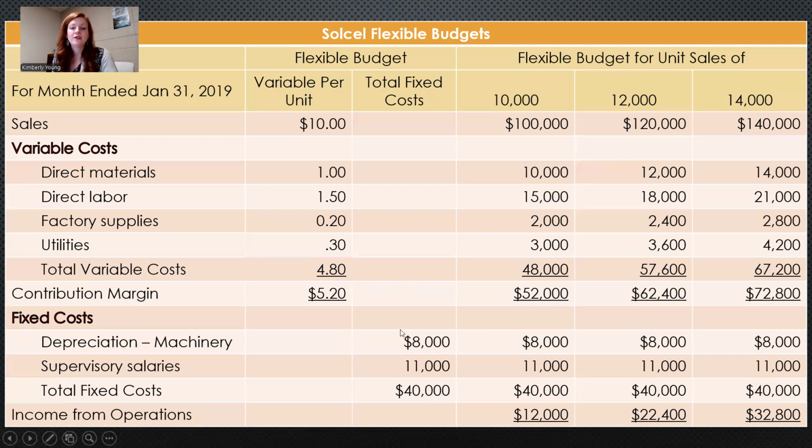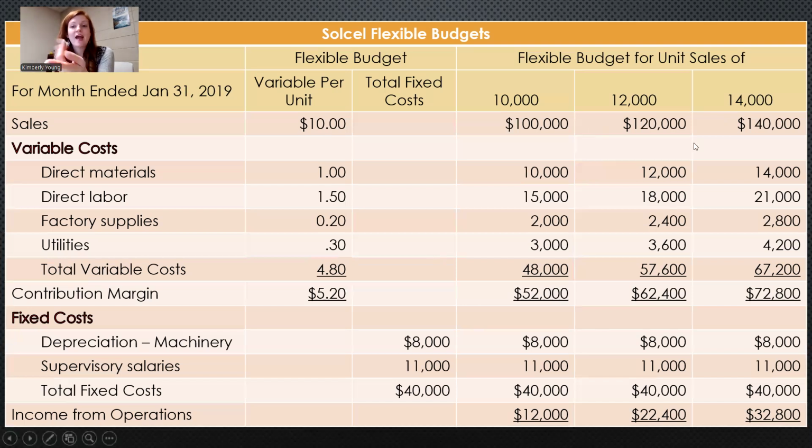Then we break out our fixed costs separately. We know that depreciation and those supervisor salaries are going to be the same regardless of how much we spend or we sell or produce. So this gives us a flexible budget for 10,000, 12,000, and 14,000 units. And in fact, if you sold 11,000, you could easily come up with a flexible budget because you have done all of this work prior to it. So hopefully this is making sense.